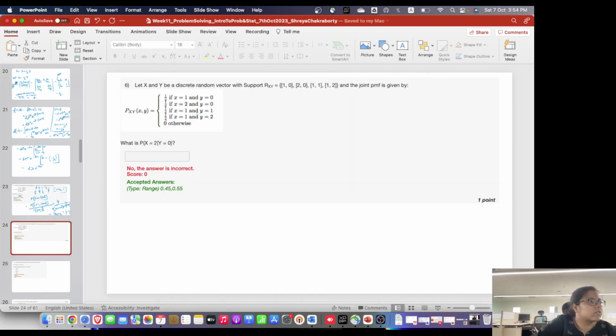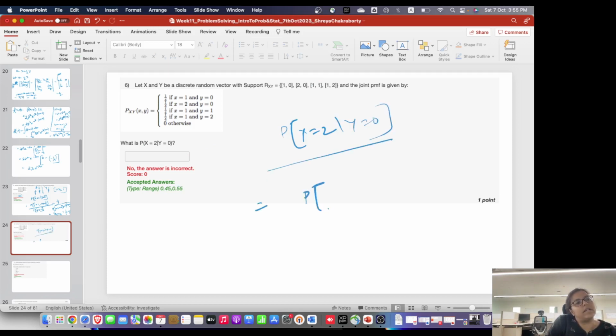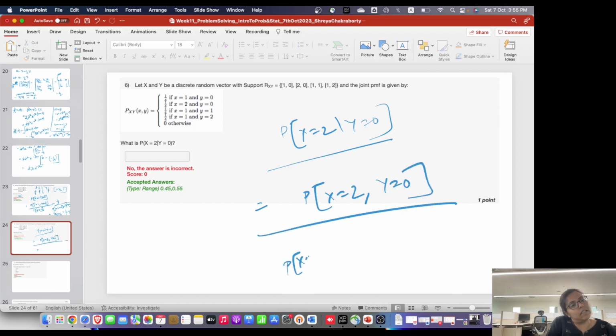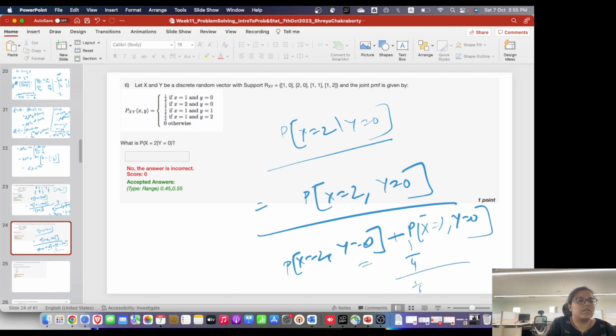Okay, same thing they are saying, x equal to 2 given y equal to 0. This is equal to probability x equal to 2 and y equal to 0 by probability x equal to 2, y equal to 0 plus probability x equal to 1, y equal to 0. So this would be 1/4 by 1/4 plus 1/4, again half. So answer would be 0.5.